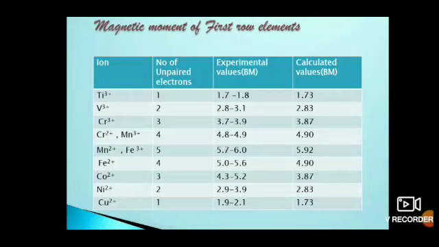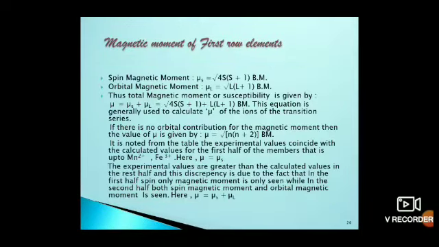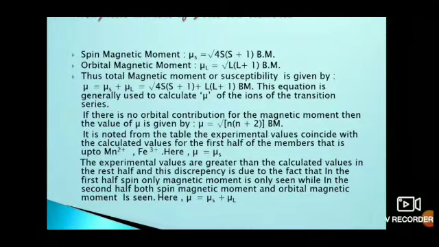But from Fe2+ to Cu2+, the experimental values are somewhat higher. So here in the second half, both spin magnetic moment and orbital magnetic moment are seen. The main reason is that in general, in the d block elements, the orbital contribution is usually quenched out by interaction with the electric fields of the ligands in its environment, and the magnetic moment is close to the simple spin only formula.